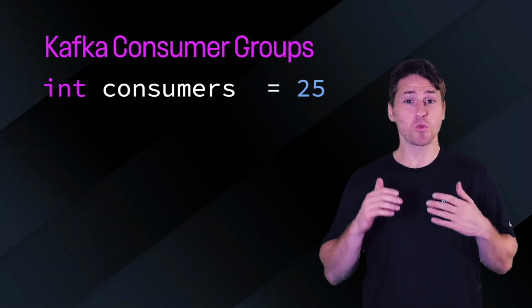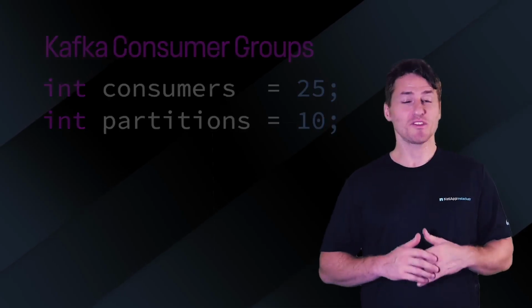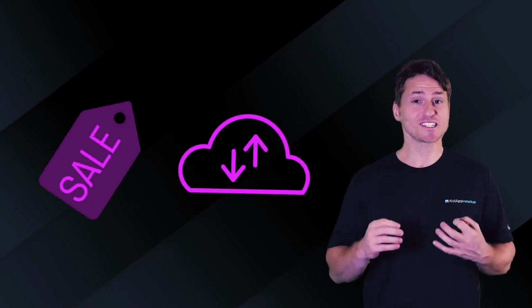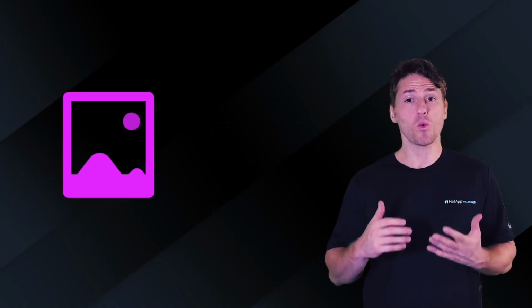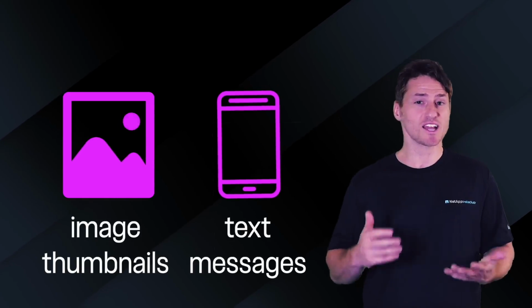For years, Kafka's consumer groups have had one iron rule. You can't have more consumers than partitions. This works great for stream processing where order matters. But what if your Black Friday traffic needs to scale now? Or what if you have that one slow consumer processing image thumbnails while everyone else is handling text messages?